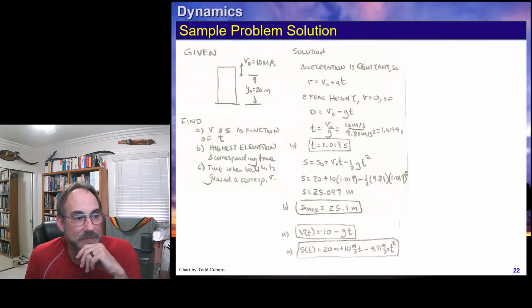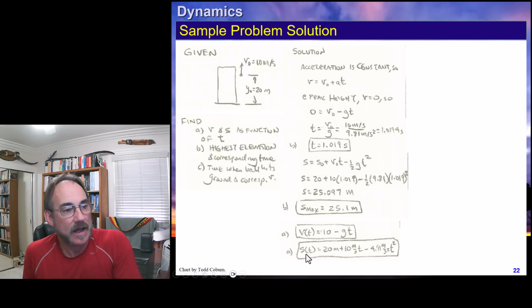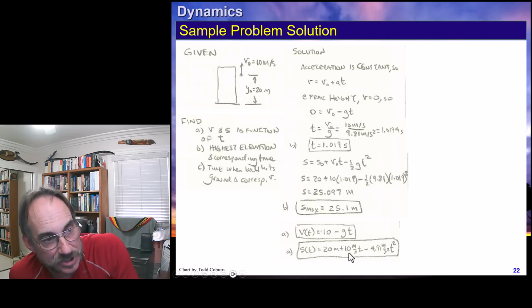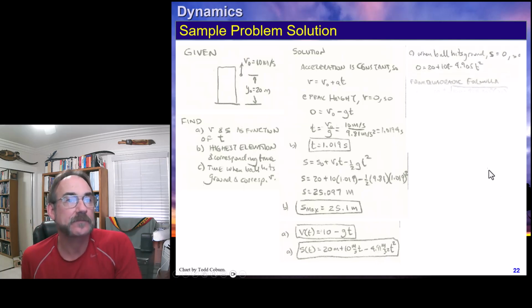Now we can calculate our velocity then. We can actually write our velocity equation again. It's just V0 minus gt, right? We could just write that. And remember our position was just 20 plus 10 meters per second t. This is just writing those equations out.